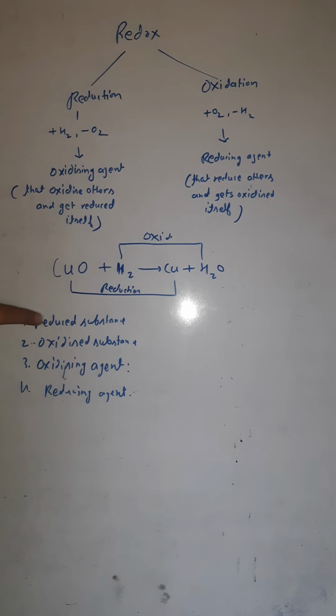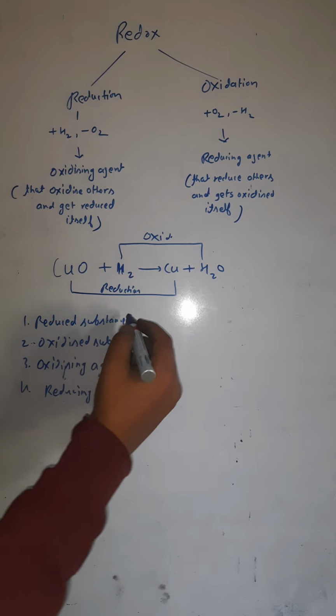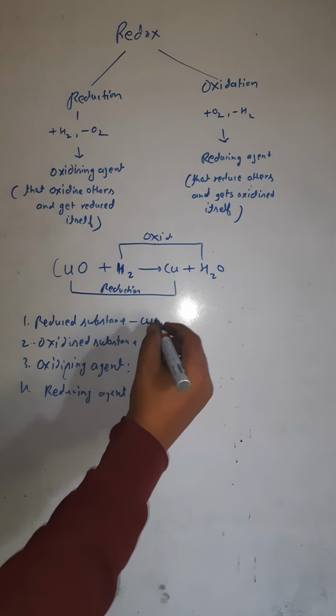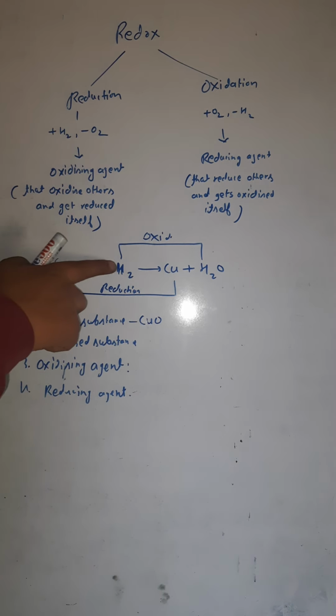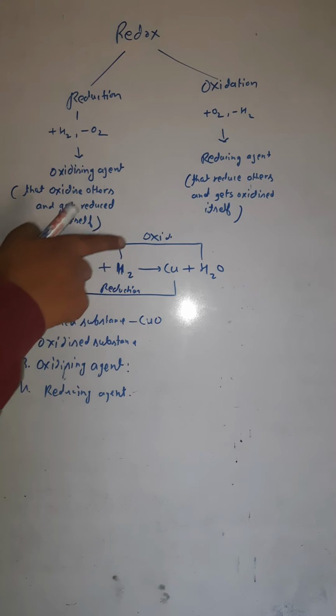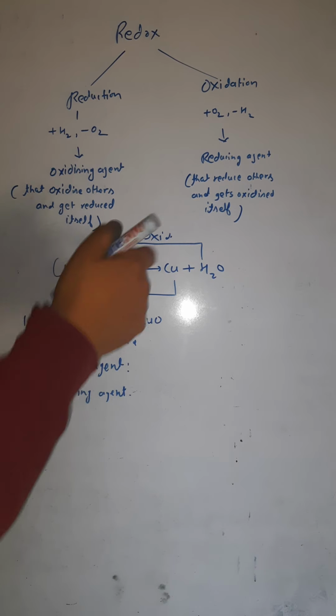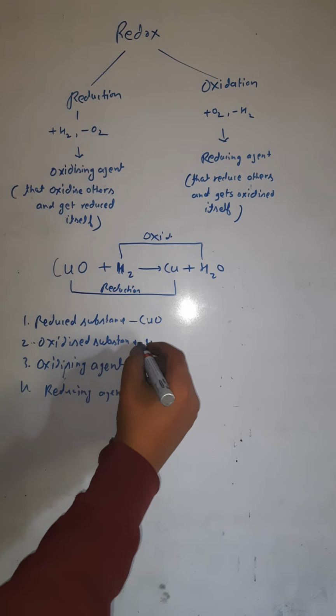Which is getting reduced? CuO is getting reduced. CuO was alone here, there was oxygen, and now it is the removal of oxygen. So CuO, copper oxide, is getting reduced. Which is getting oxidized? Where there is addition of oxygen. Here you can see addition of oxygen, so H2 is getting oxidized here.